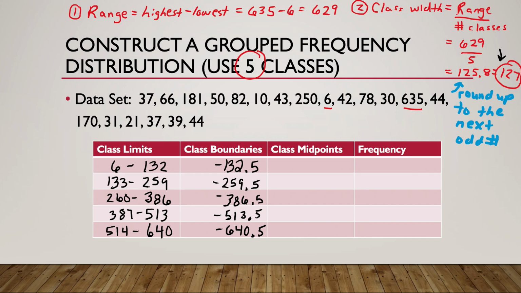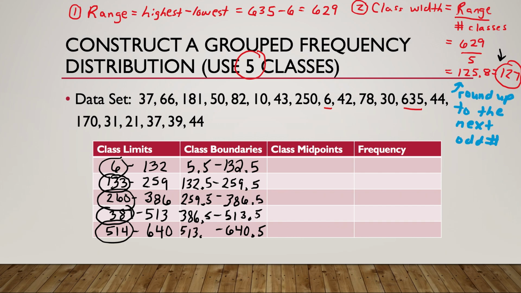So now I'm going to work on the left-hand side. I'm going to take this 6 and go a little less than that. A little bit less than 6 is going to be 5. And remember that all your boundaries end in a 0.5. My next one is 133, so a little bit less would be 132, and again, we're going to end it in a 0.5. 260, a little bit less, would be 259, ending it in a 0.5. 387 would be 386, ending it in a 0.5. And finally, 514, a little bit less, would be 513, and we'll end it in a 0.5. And so that will complete the boundaries for the second column.